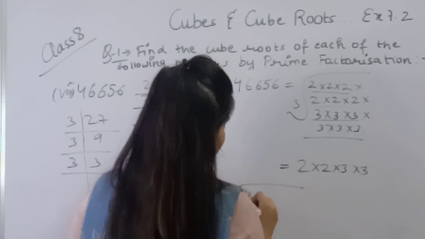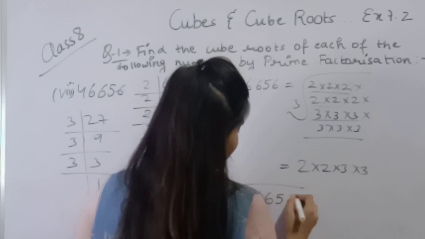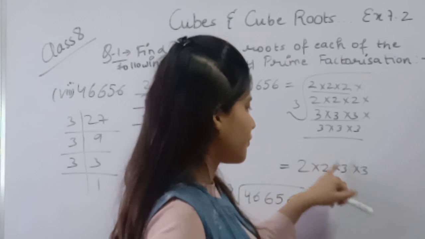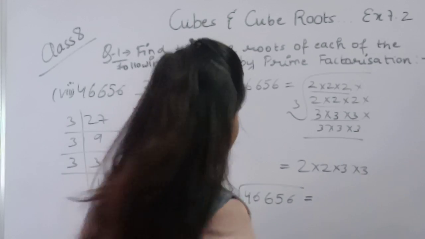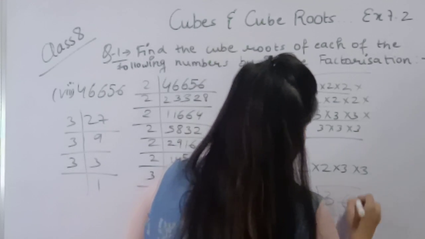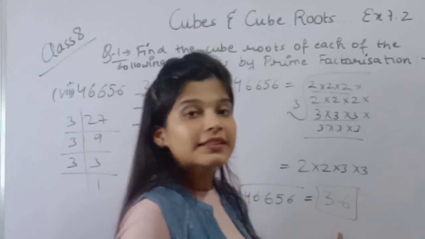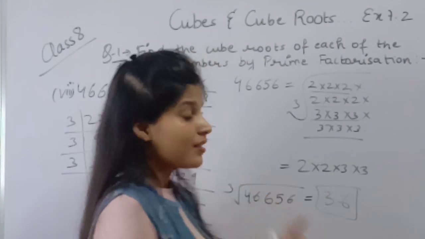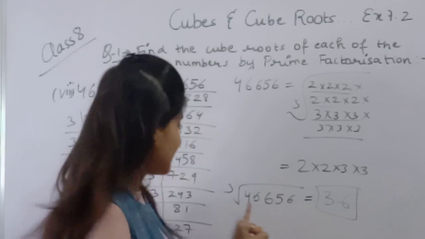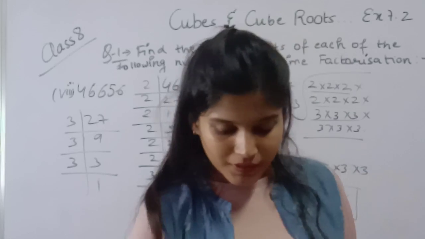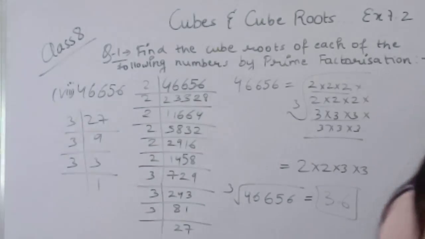So the cube root of 46,656 is 2 2s are 4, 4 3s are 12, and 12 3s are 36. So the cube root of 46,656 is 36, or we can say the cube of 36 is 46,656. This was our 8th part. Now let's come to the 9th part.